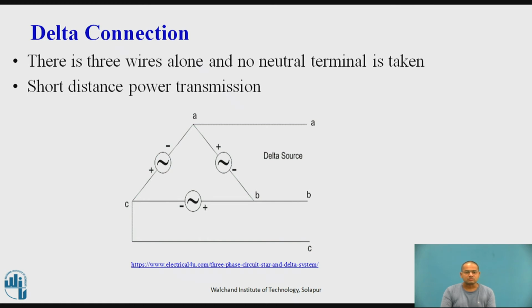Delta connection. As you can see here, only 3 wires are there, and no neutral terminal in the delta connection. This type of connection is preferred for short distance power transmission, because there is a kind of unbalanced situation in the delta connection. So the star connection is preferred over the delta connection, because in the star connection we can transmit power over a longer distance, and in the delta connection over a shorter distance.